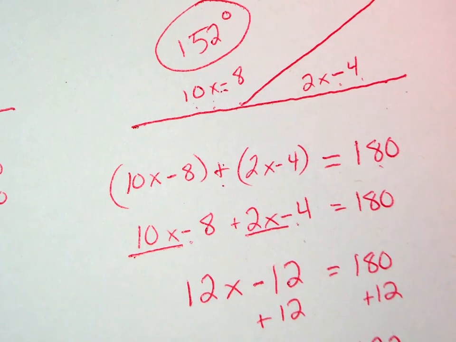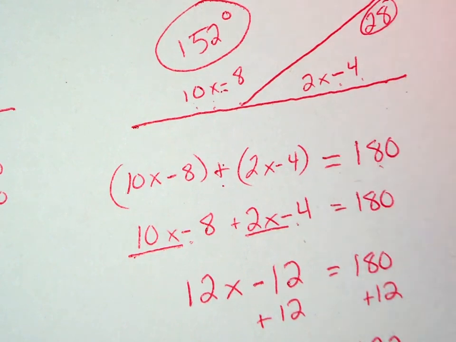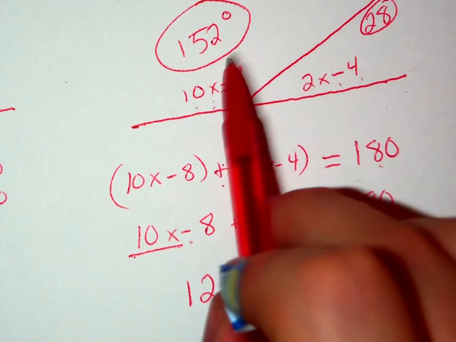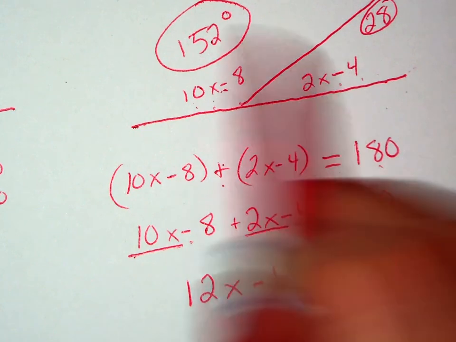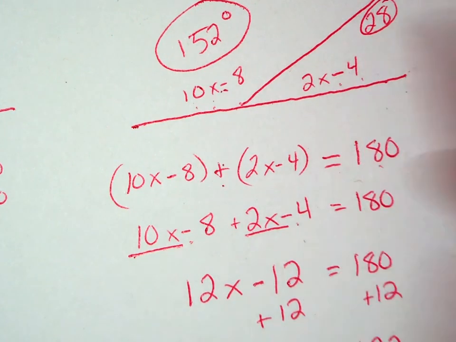I can do the same thing over on the right. I can plug 16 in for x, so that would be 32 minus 4. 28 degrees. And then we can check to make sure that I did all of my math correctly very easily. Remember that since this is supplementary, these two angles need to add up to 180 degrees. So does 152 plus 28 equal 180? Well, it does on my calculator, so we must have done all of our math correctly.